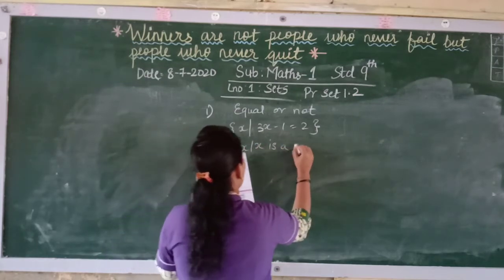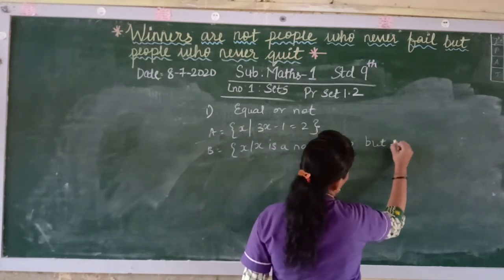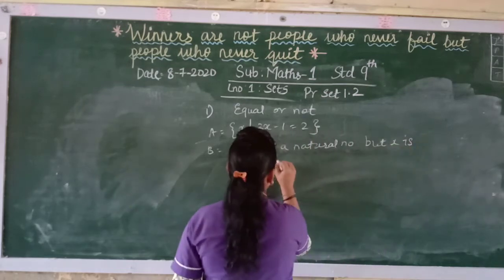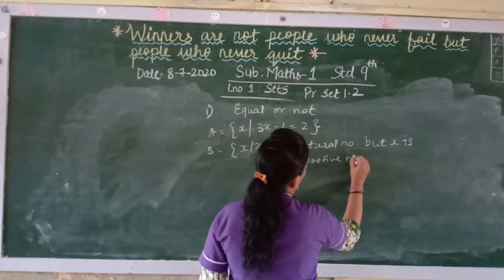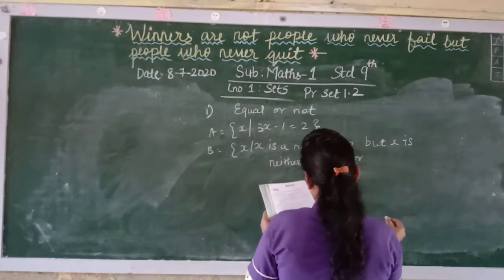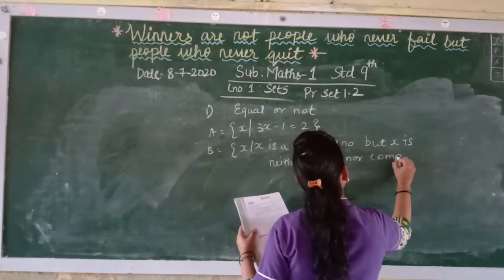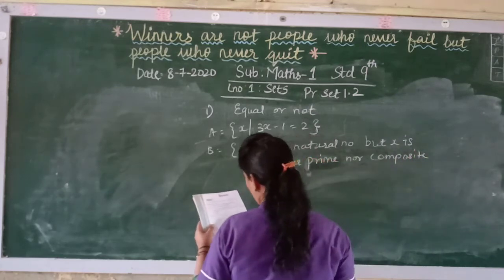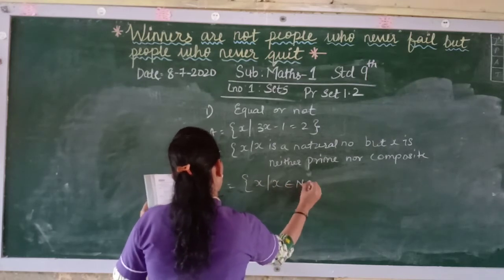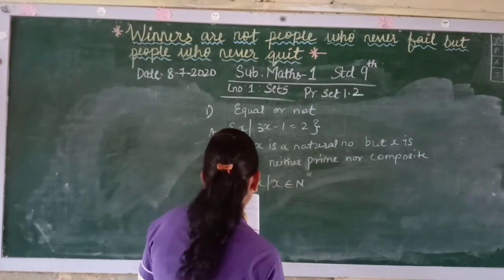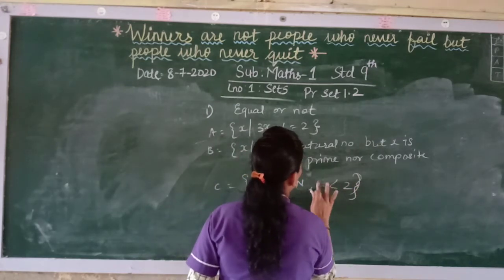it is given x is a natural number, but x is neither prime nor composite. Now third one, see, C is x belongs to N, this epsilon sign means belongs to N, means it is a natural number less than 2.